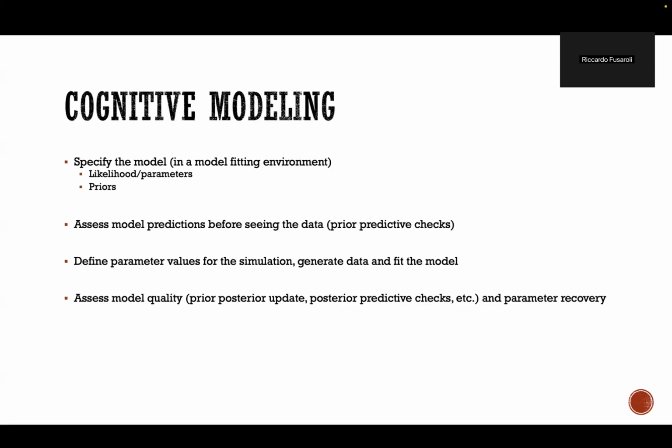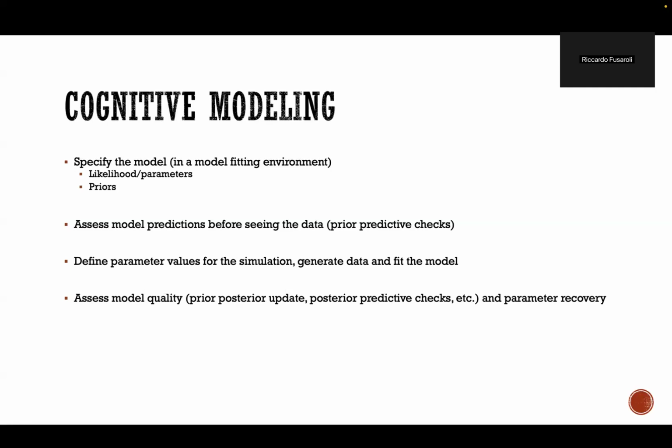Then we assess the model quality, right? We do prior-posterior updates. So we plot the prior for the learning rate and the posterior for the learning rate overlaid on each other, and we see whether the model has learned from the data. Sometimes our priors are too specific and the model doesn't learn. Sometimes we see that the posterior is really at the boundary of the prior, meaning that the prior is constraining the inference. Sometimes that's a good thing, sometimes that's a bad thing. We need to be aware of that, right?